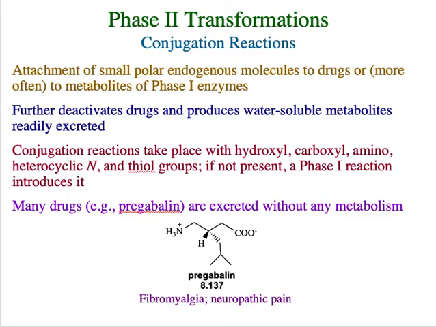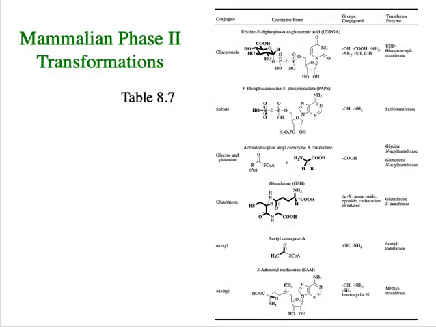So here's an example, which is pregabalin, that's excreted without any metabolism at all. But here are some phase 2 transformations that we talked about before. The one we really have talked about before, I think, is adding glutathione, and we briefly touched on acetylation and glucuronidation, where you add the sugar to it, like we were talking about a second ago with sertraline. You can add a sulfate. So this is another phase 2 transformation.